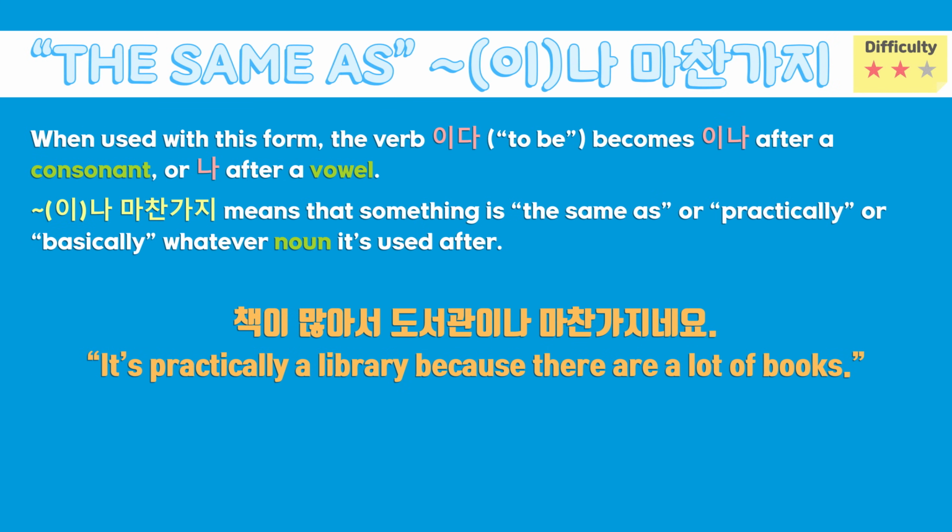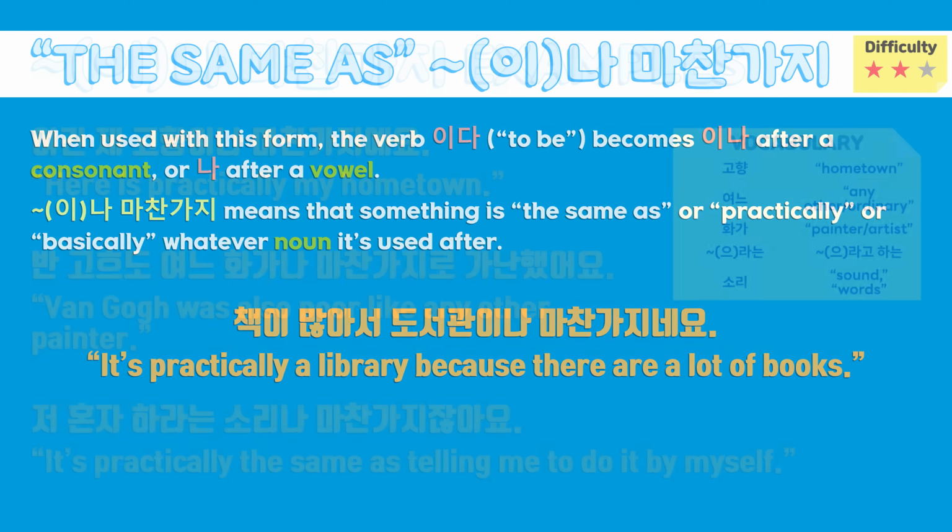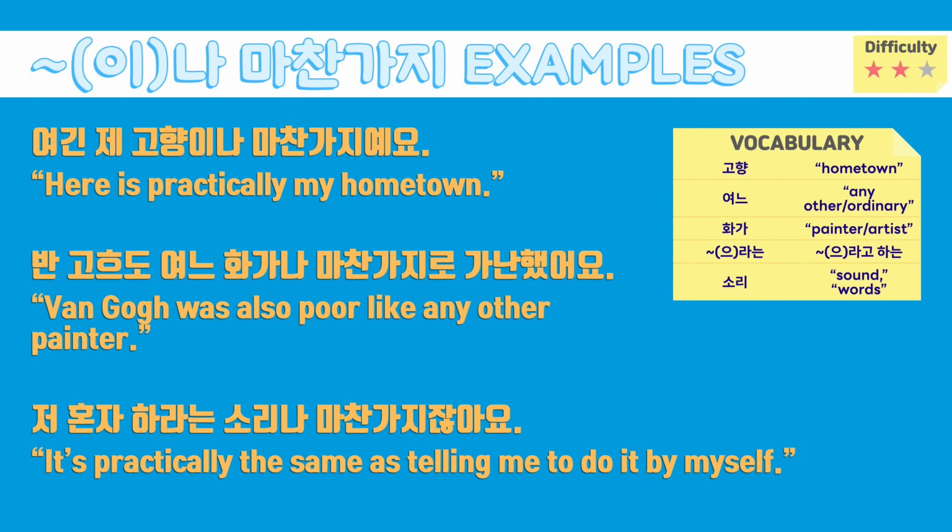When used with this form, the verb 이다 becomes 이나 after a consonant or 나 after a vowel. 이나 마찬가지 means that something is the same as or practically or basically whatever noun it's used after. 책이 많아서 도서관이나 마찬가지네요. It's practically a library because there are a lot of books. 여긴 제 고향이나 마찬가지예요. Here is practically my hometown.